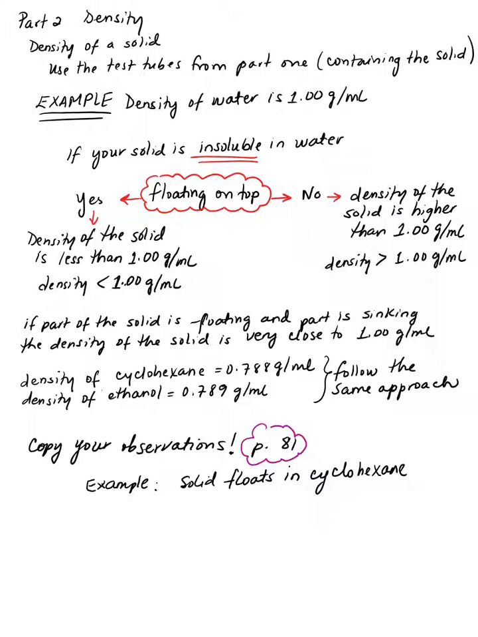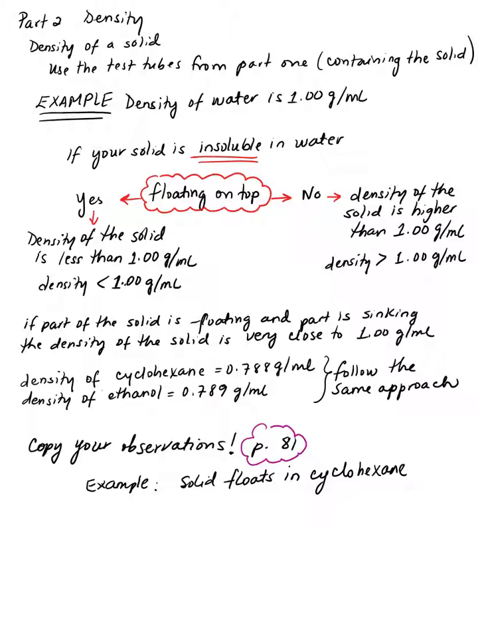So I have part two, and I'm going over density for the solid first because we're using your test tubes from part one for this one, so you don't have to repeat the same thing again. So you have your test tube where the solid is insoluble, and we're not actually determining a number for the density, we're estimating the density, like if it's higher than or lower than a specific value. So you're going to look at your test tube where the solid is insoluble, and you're going to see if the solid is floating on top of that solvent.